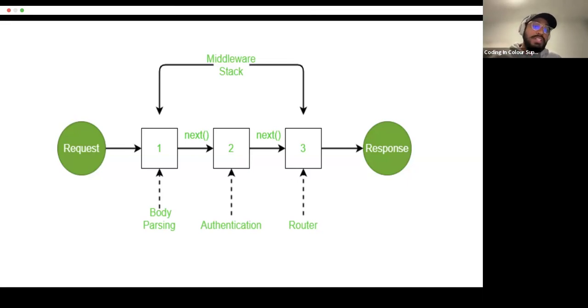Now, this could be an example for maybe a website with a simple login system. You send in a request, the body is parsed, then authentication is done, and then the router redirects you to the endpoint that you were looking for. In this case, it could be, say, a dashboard or something. So that's something that is very important over here.